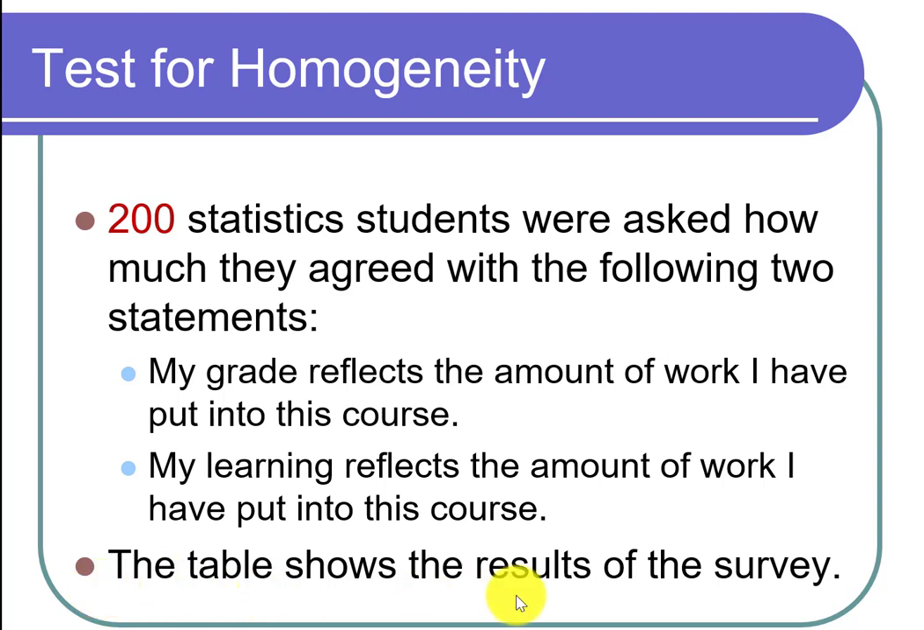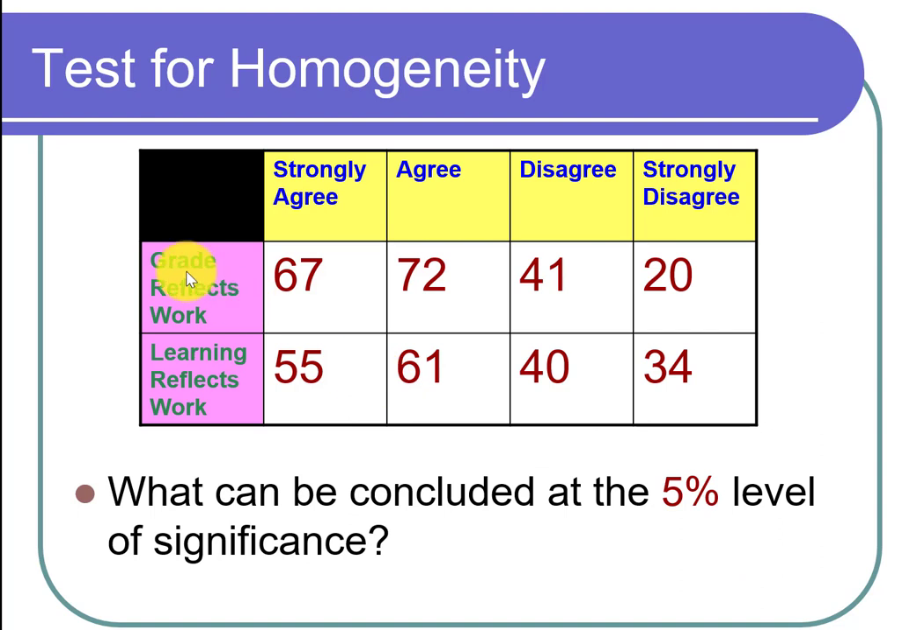And the table shows the results of the survey. And here's the table. So the survey asked about grade reflecting work and learning reflecting work. And this is what's called a 4-point Likert scale. Strongly agree, agree, disagree, and strongly disagree. And here, for example, there were 41 students that disagreed with grade reflects work. Okay, and we have all the numbers for the rest of them. So this is a typical thing.